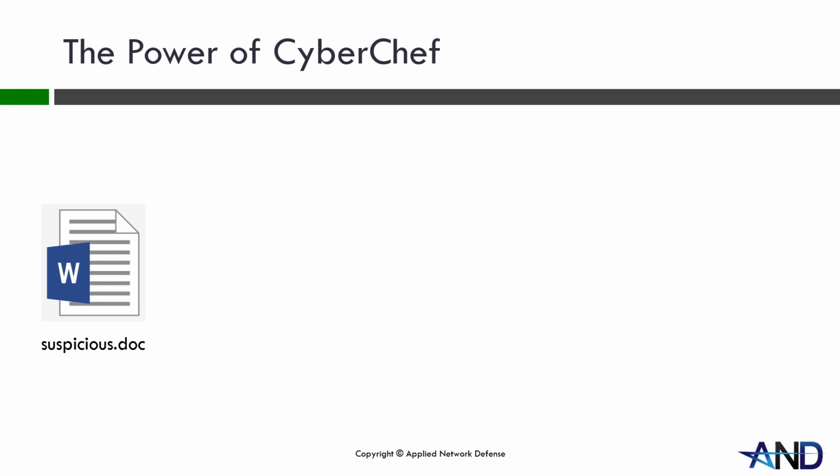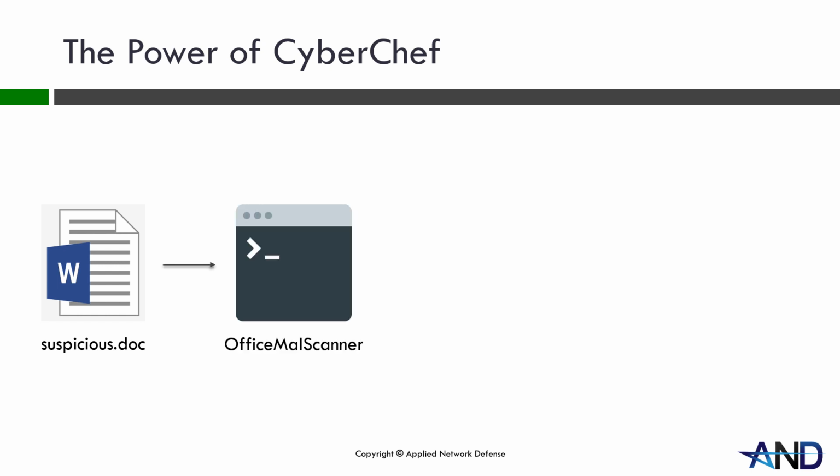So what we'll first be doing is putting it in a program called Office Mal Scanner, and we'll be doing this in a virtual machine that's customized for malware analysis. Now, don't worry about the details of this. We'll be running through all this stuff in the course: how to set up a malware analysis environment, how to look at malware safely, how to use all these programs, and then how to perform this analysis in CyberChef.